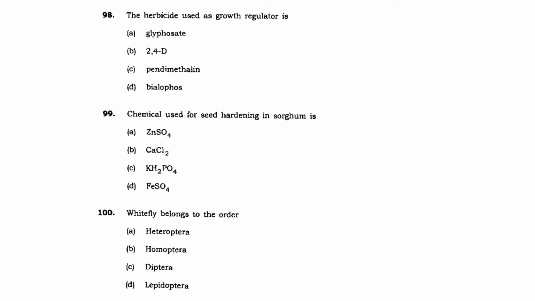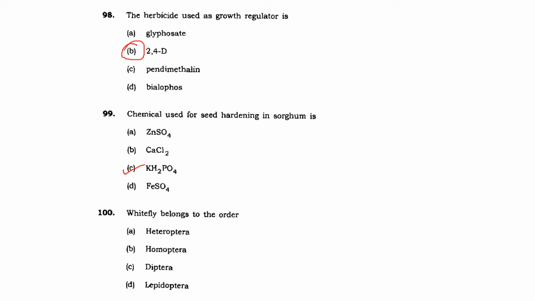Question number 98. The herbicide which is also used as a growth regulator will be the 2,4-D. Okay. Now 99. Chemical used for seed hardening in sorghum: zinc sulfate, potassium chloride, potassium hydrogen phosphate, and iron sulfate. It will be potassium hydrogen diphosphate.